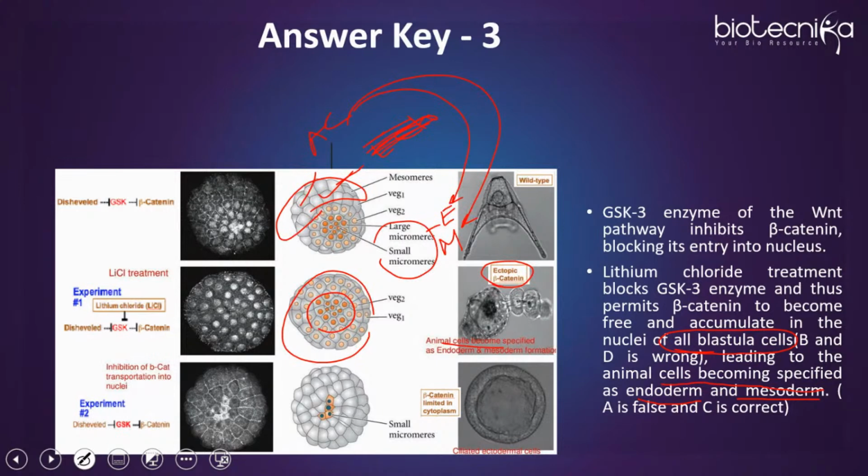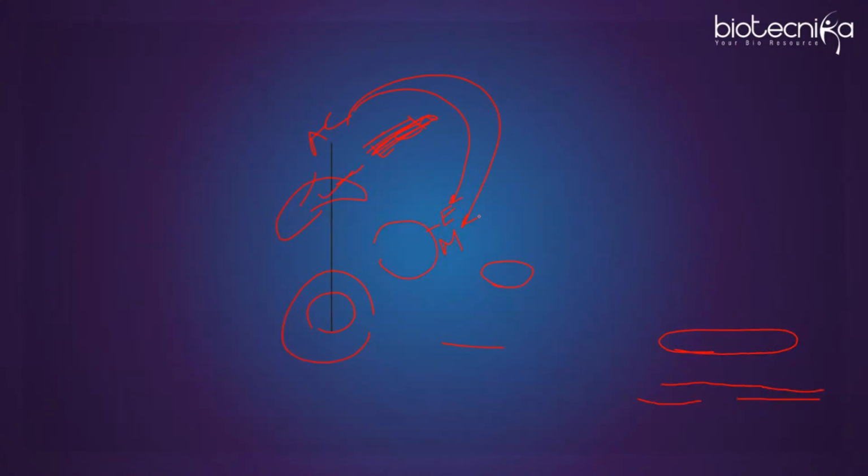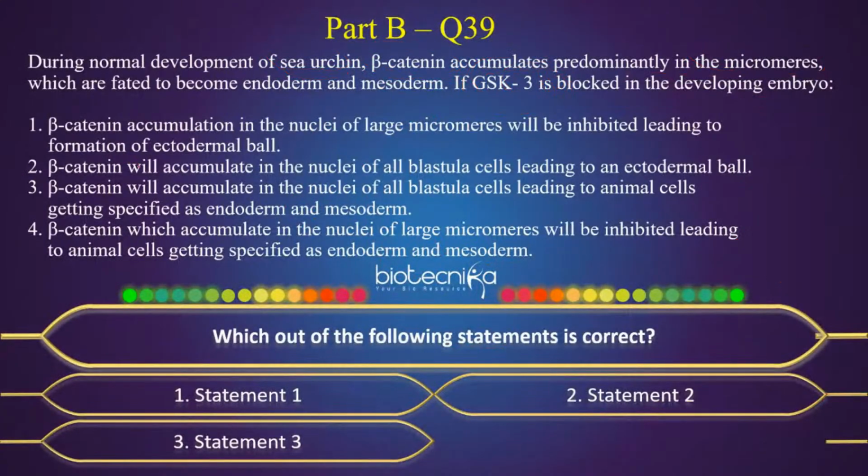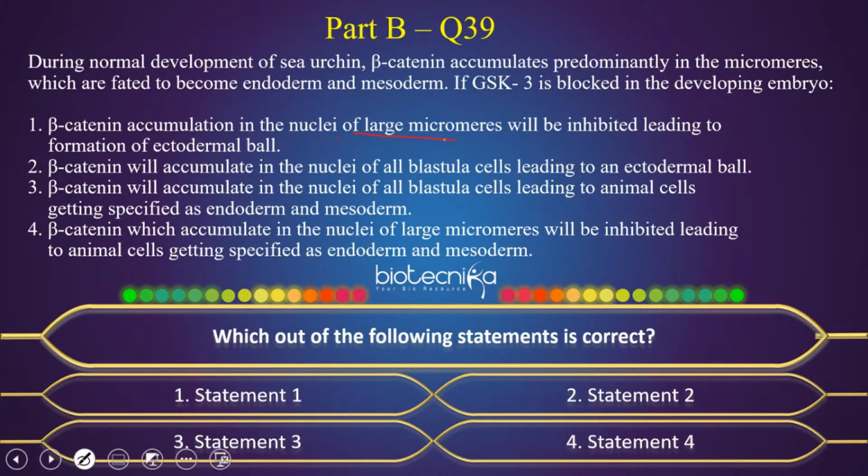So all cells are forming endoderm and mesoderm, no ectoderm. That's why let's now check with the options over here. Beta catenin accumulation in the nuclei of large micromeres will be inhibited, leading to formation of ectodermal ball. Why so? No, because it won't be inhibited. Because anyhow in the micromeres, beta catenin was present by the normal way. That is WNT signaling. So this won't be inhibited.